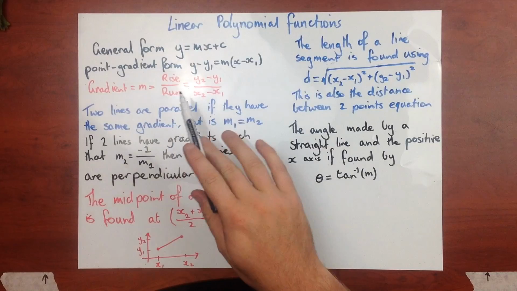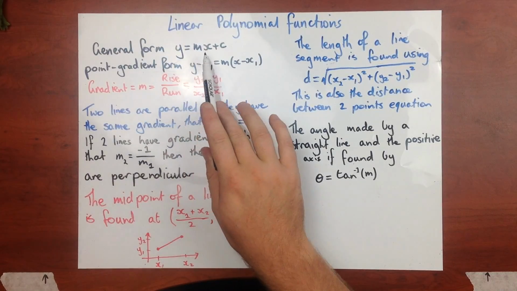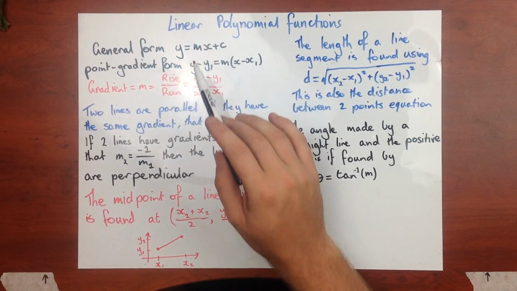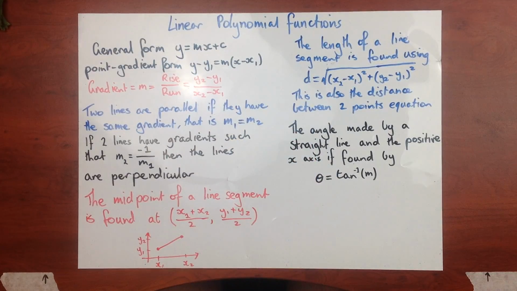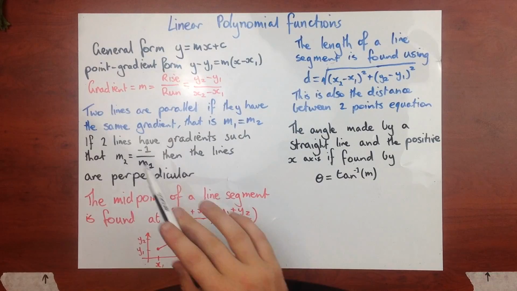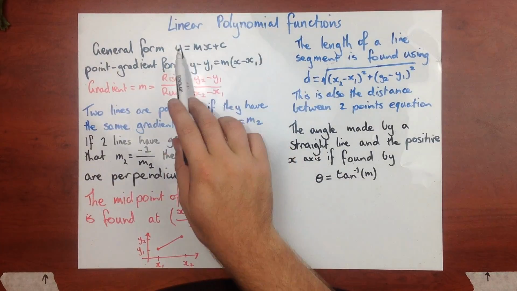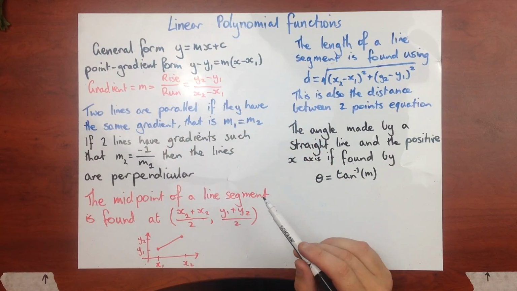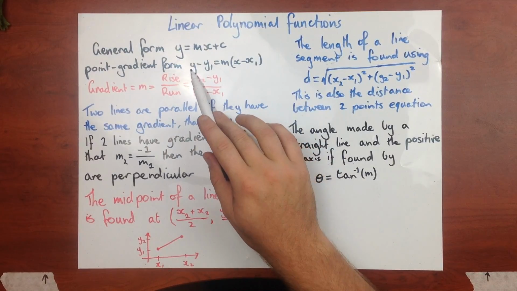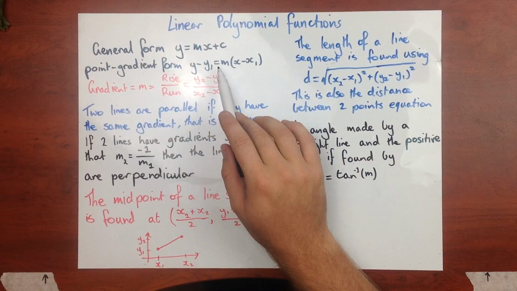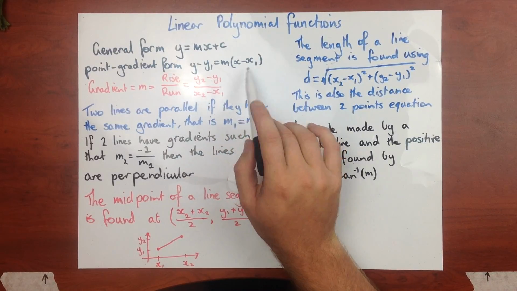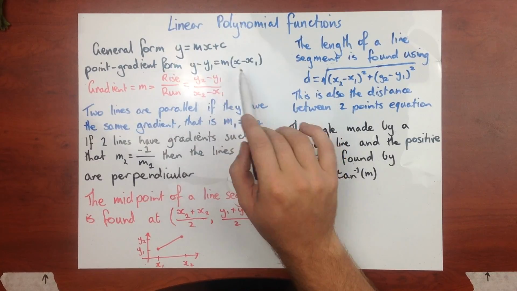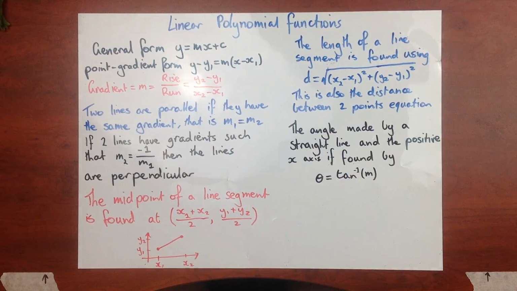Okay, so a general form for a linear function is y equals mx plus c, where m is our gradient and c is our y-intercept. Another often more useful form is our point-gradient form. We'll end up putting it in our general form most of the time, but this is a better one to work with when you're trying to find the equation of a line. It's y minus y1 equals m times x minus x1. So m is our gradient again, but we use this other point, x1, y1. It's a very, very useful one.